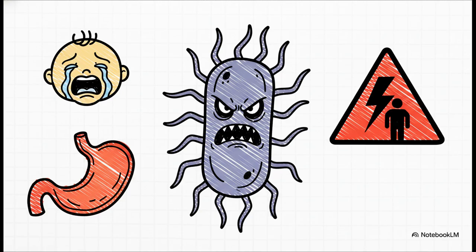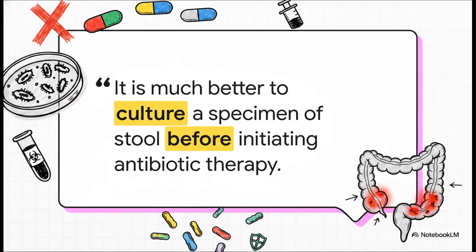These gram-negative bacilli can trigger a massive, full-body systemic response. You need to be continuously monitoring for sudden drops in blood pressure and tachycardia, because if they crash, they crash hard. And this brings us to a really vital rule of emergency nursing advocacy. It is much better to culture a specimen of stool before initiating antibiotic therapy. We are seeing a super alarming increase in drug-resistant strains of E. coli to meds like tetracycline, neomycin, chloramphenicol, and streptomycin.